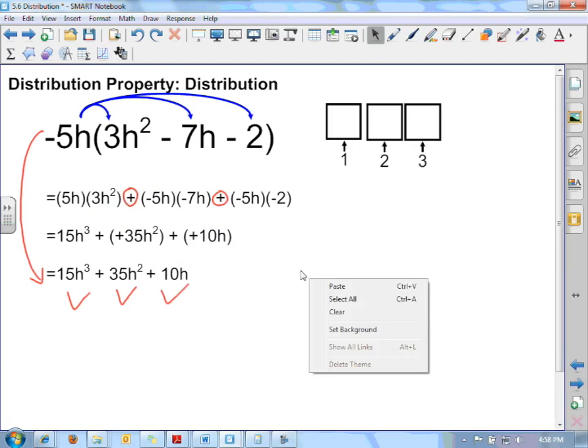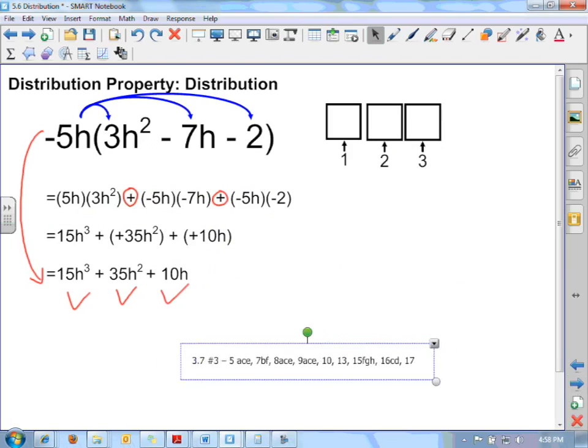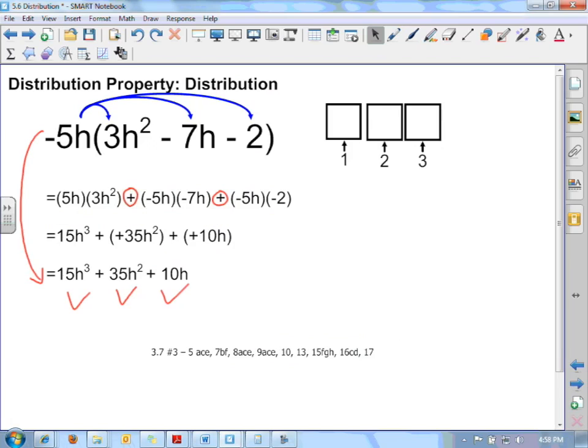Your homework is right here. Section 3.7 of the textbook, numbers 3 to 5, do every other letter for 3 to 5. 7 BF, 8 ACE, 9 ACE, 10, 13, 15 FGH, 16 CD, and 17. It seems like a lot, but most of these questions are really quick and easily done. Okay, so once you get the hang of distribution, it really is quick and fun.